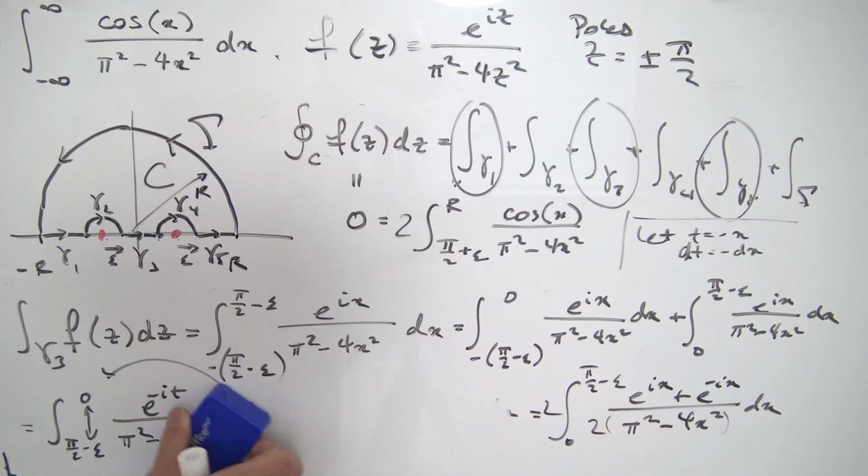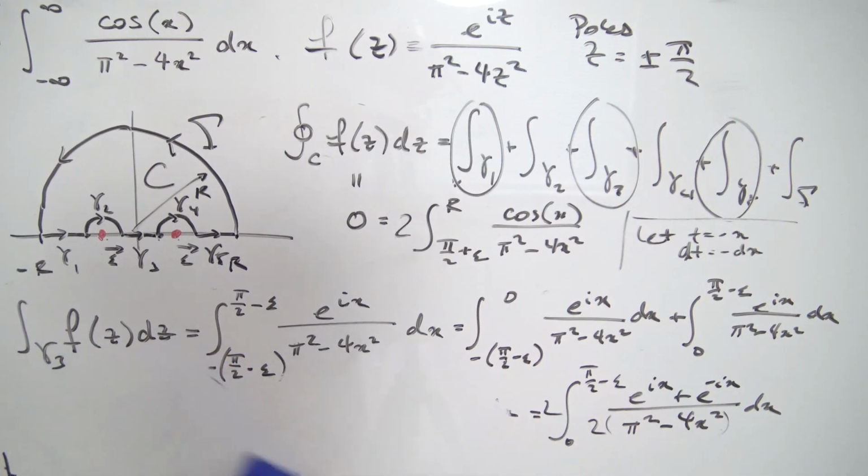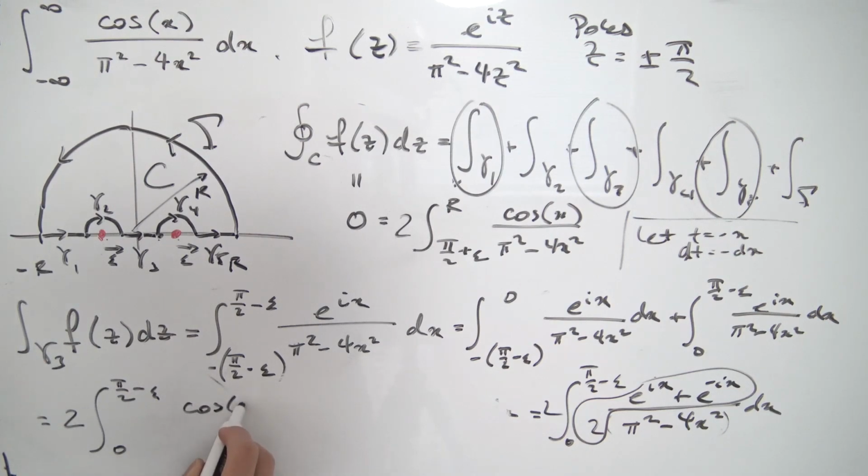Okay, and let's rub this stuff out. We need a bit more space. This part right here, that's our cosine. So now we have that the integral over gamma 3 is nothing but 2 times the integral from 0 to pi on 2 minus epsilon of cosine of x, all divided by pi squared minus 4x squared dx. Okay, so that's our third integral figured out. This is exactly the integral over gamma 3.